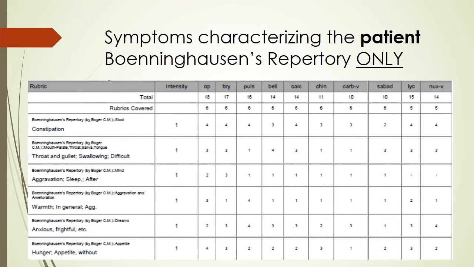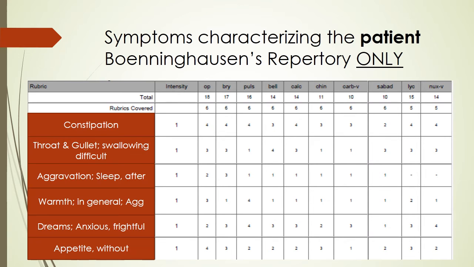So here is the repertorial chart. I have used HomeoQuest software, and the repertory selected is Bonninghausen's repertory. I'll just show you here in larger bold print the rubrics which I have taken: constipation, swallowing difficulty, sleep aggravation, warmth aggravation, anxious and frightful dreams, and loss of appetite. And what I find is that there are a total of 8 remedies only which cover all the 6 rubrics, and the leader is opium, followed of course closely by bryonia and pulsatilla.